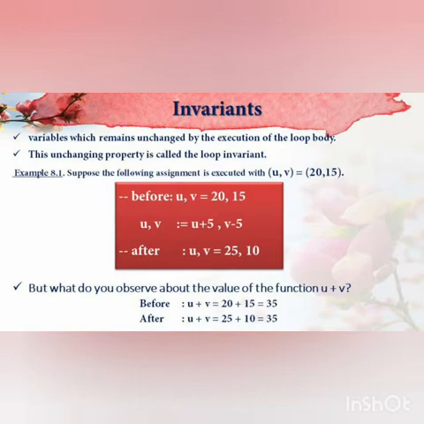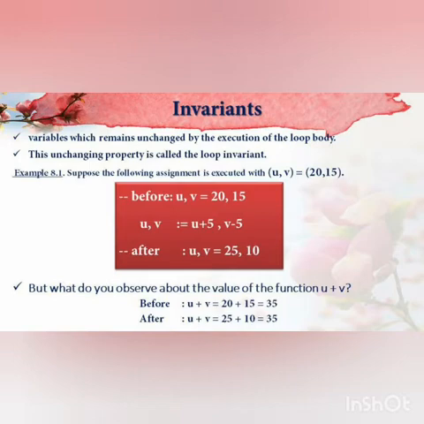Here, we have to prove the invariant. Let's see that. Before, u plus v is equal to 20 plus 15, that is 35. After, u plus v is equal to 25 plus 10, that is 35. So, before the assignment, the addition of u plus v is 20 plus 15, the value is 35. After the assignment, the addition of u plus v is 25 plus 10, that is 35. So, which is invariant here?